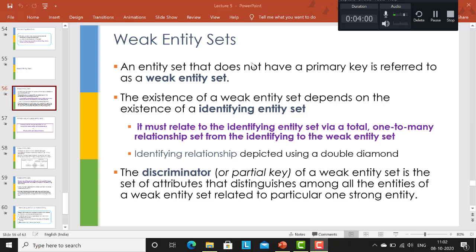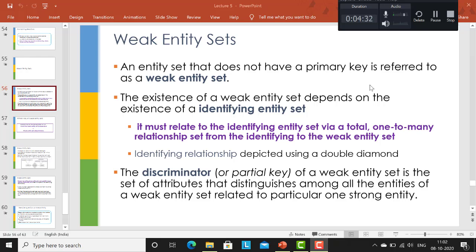In a train, the first level of weak entities would be its coaches: S1, S2, S3, AC A1, AC A2, and so on. So inside a train you have this first level of weak entities, which are your coach numbers, and inside a coach you will have the weak entities which correspond to berth numbers. This is just an example.